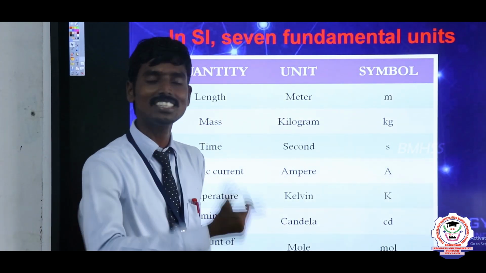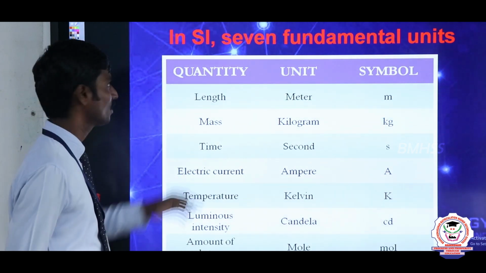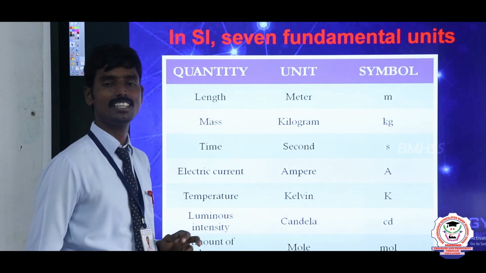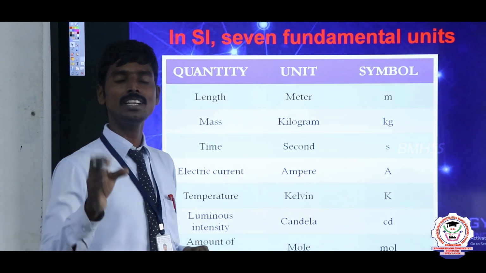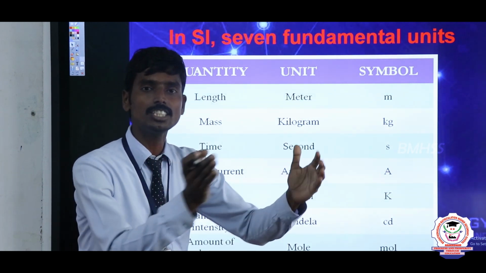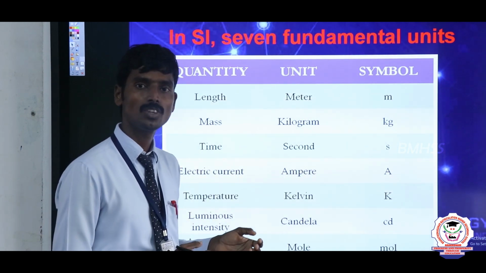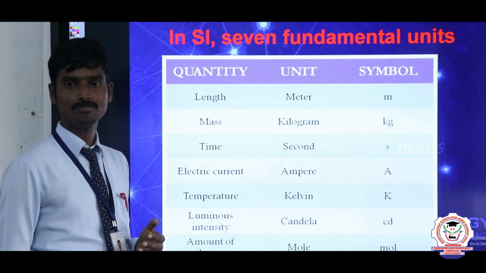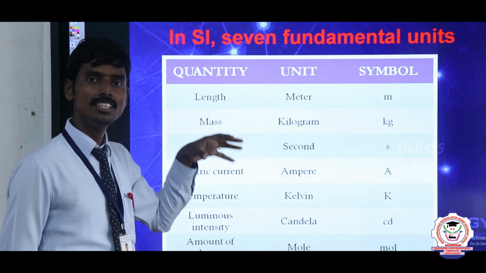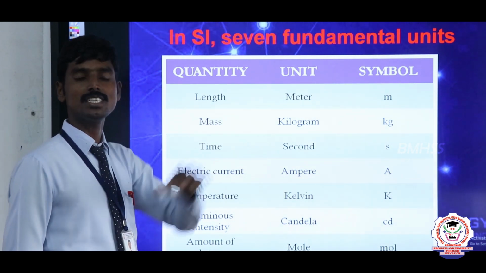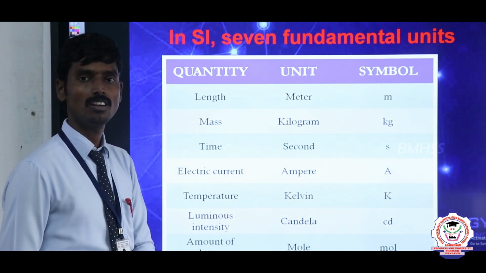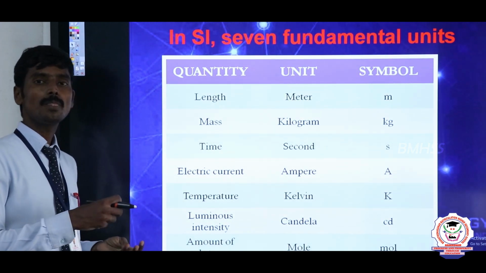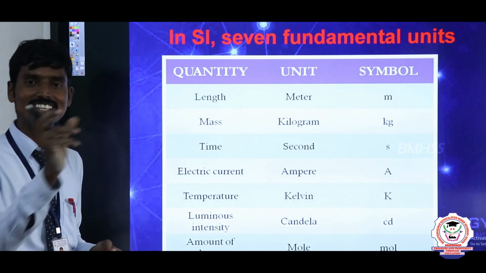Sir, what is the meaning of SI, sir? SI stands for: S means system, I means international. That means the SI system of units is nothing but the System International unit. These units are used by all the scientists and engineers all around the world. At that time, this system was commonly known as the metric system. It is since 1960. The system is officially known as the SI system.